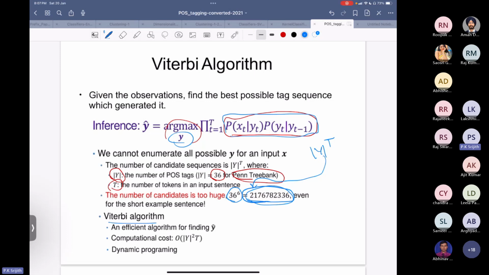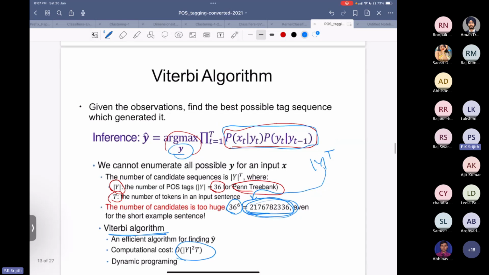as the Viterbi algorithm. And this algorithm can perform this inference in order of Y square T time, which is a huge improvement over what we have here. This algorithm is based upon something called the dynamic programming approach. But basically, the idea is very simple.